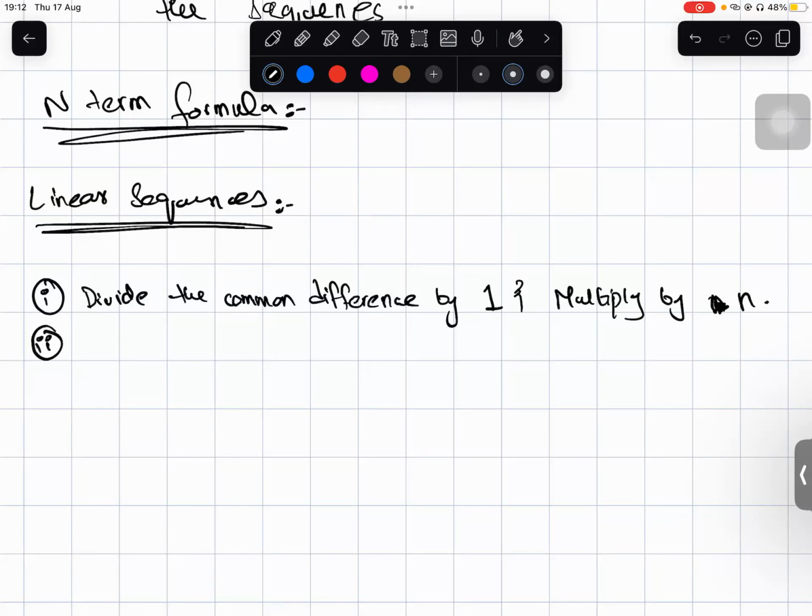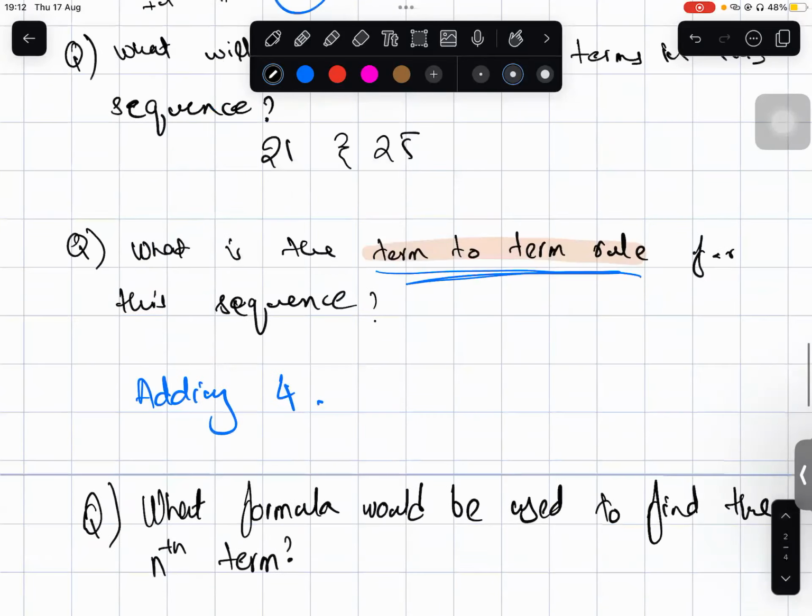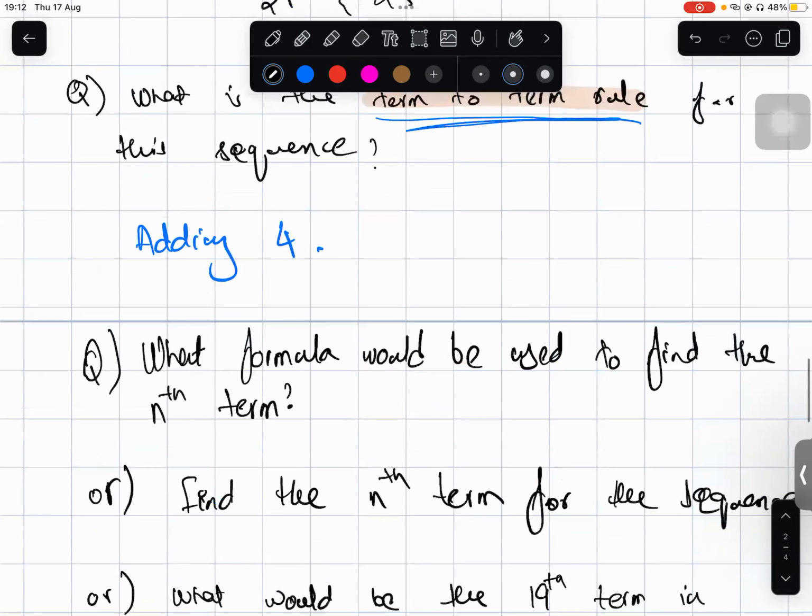And in the second step, what we'd do is add or subtract to get the first term, or basically just any term that would work. Okay, now let's do a few examples. We can actually start by doing that example we did earlier, 1, 5, 9, 13, 17.